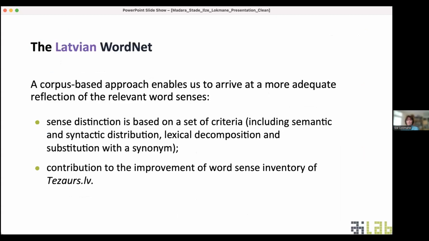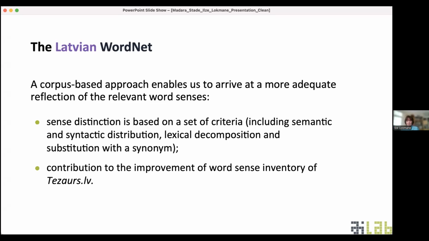The next one. Thus, a corpus-based approach, we are sure, enables us to arrive at a more adequate reflection of the relevant word senses. I think one of the most difficult steps in the first phase of our project was to establish criteria for distinguishing senses and ensuring that they were used consistently with the word class, or at least a thematic group.